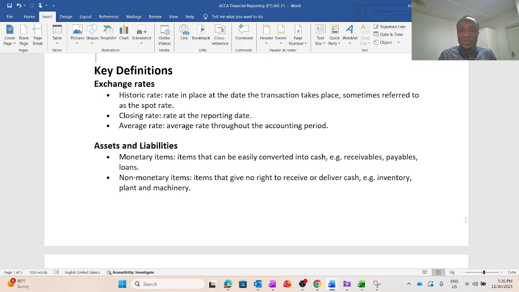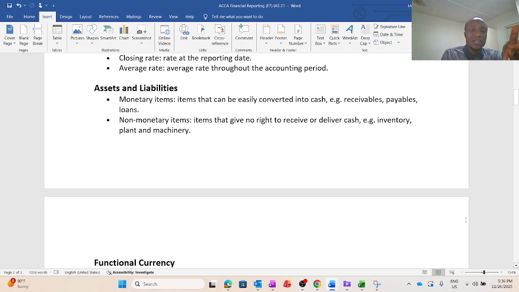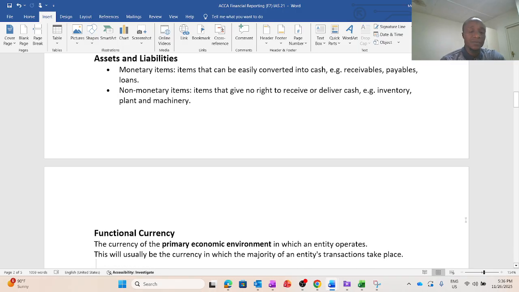If at the end of the period we did not sell the inventory, then it means we don't have any right to receive any cash, or make payment on behalf of the inventory. Also for plant and equipment. So these are a few examples of the non-monetary items. It is very important for us to understand the distinction between the monetary items and the non-monetary items because the accounting treatment according to IAS 21 is not the same.